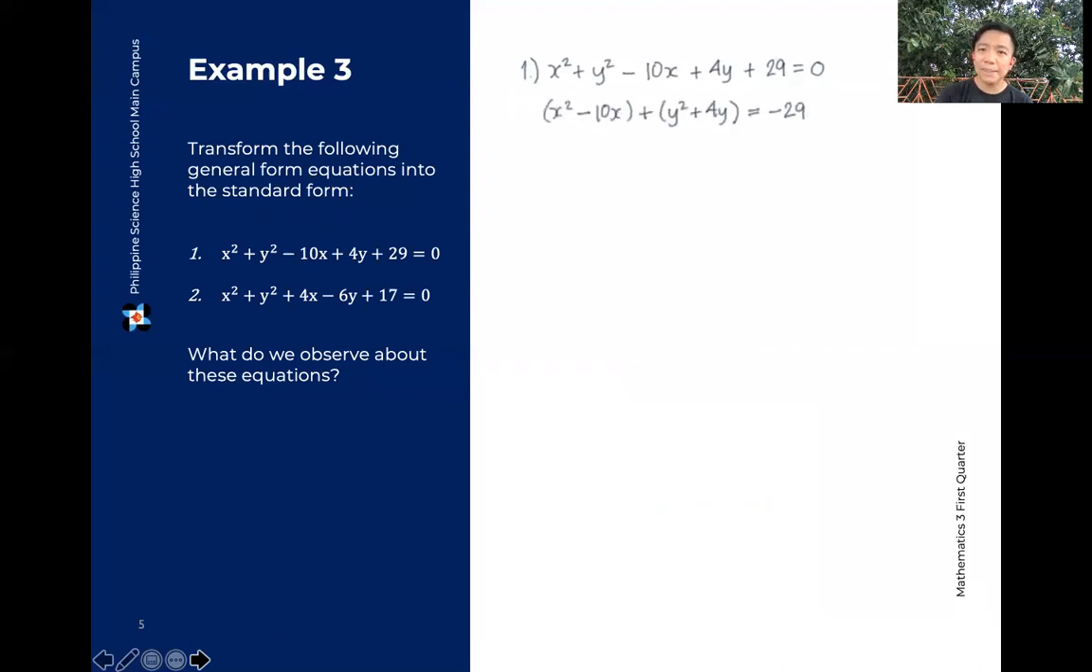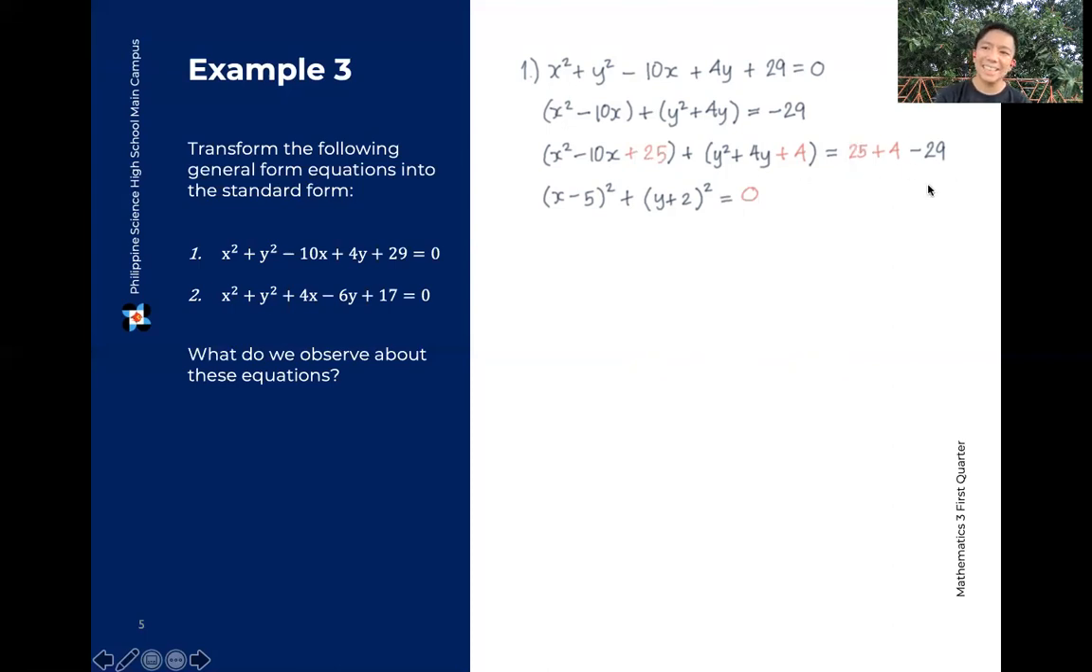Ang gagawin natin, pagsama-samahin natin yung x's, and yung y's, then yung constant ilalagay natin sa right side by subtracting 29 from both sides. We complete our squares. So here we divide by 2, negative 5 squared, positive 25. Here, we divide by 2, so 2 squared, plus 4. Then, we add yung in-add natin dito, dun sa right side, para ma-maintain yung equality. Factor yung x terms, factor yung y terms, we have (x minus 5) quantity squared, (y plus 2) quantity squared.